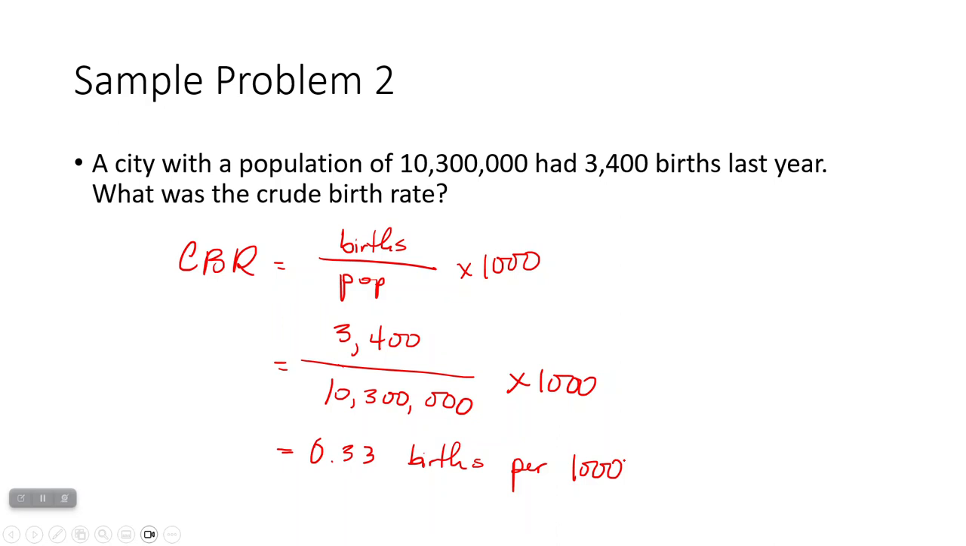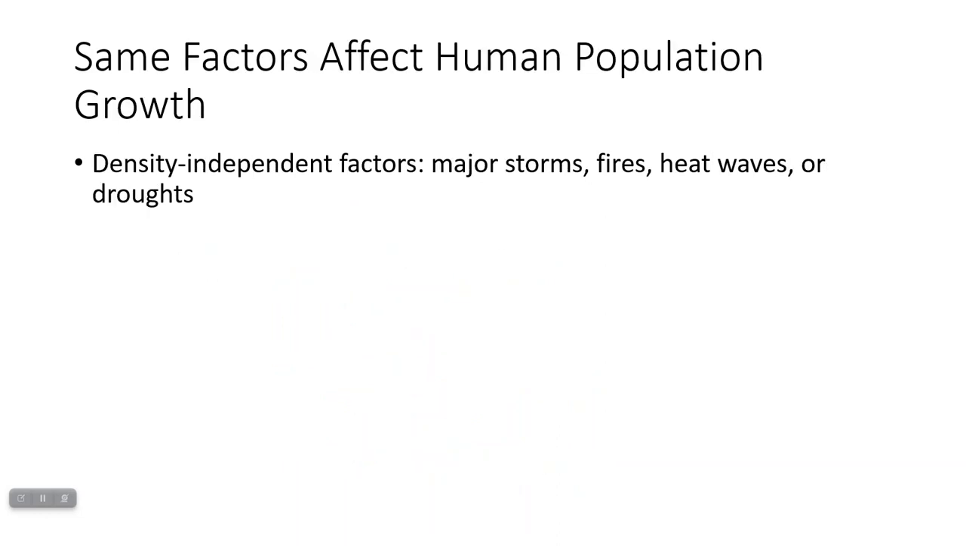So notice that number can be less than 1 because you're not saying a third of a baby was being born. You're saying that for every 1,000 people there were 0.33 births. This would mean that you'd have 1 birth per every 3,000 people, essentially.